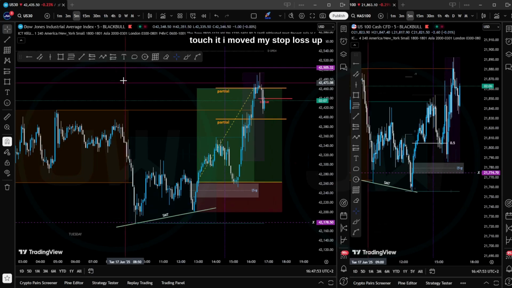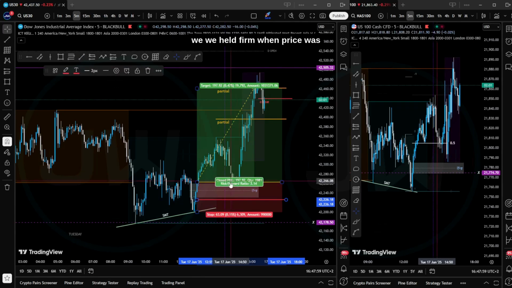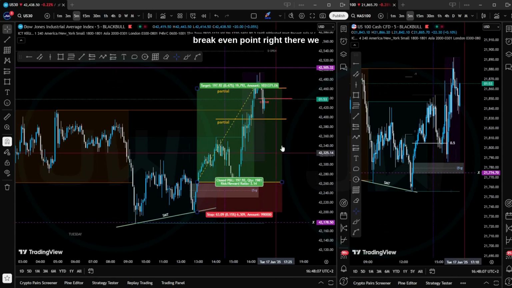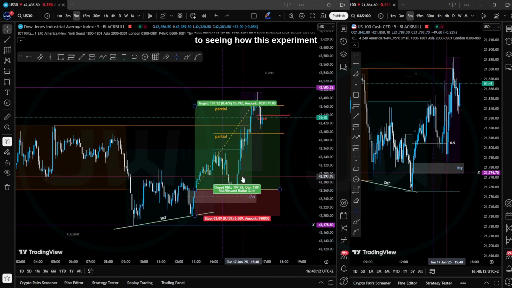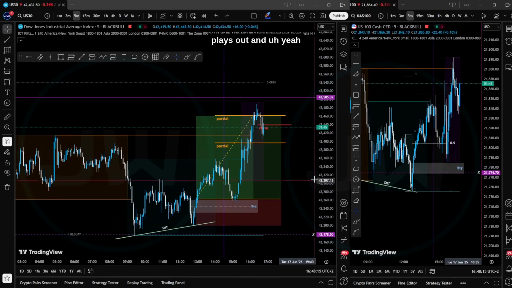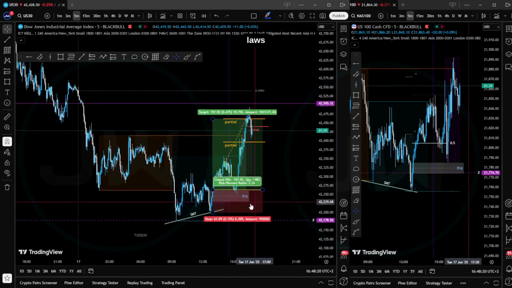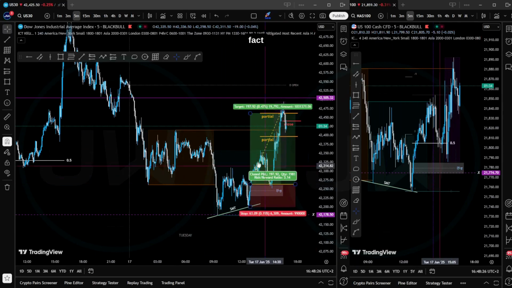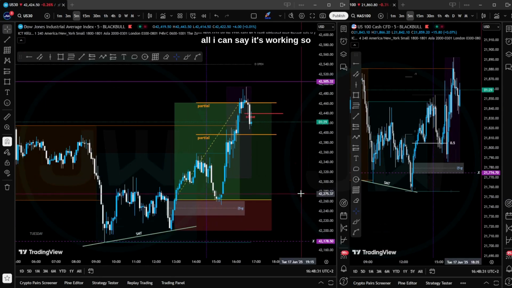So I took it and I left it just like that. I didn't touch it. I moved my stop loss up eventually, up until here, but we held firm when price was heading back down into our break-even point right there. We held firm, and we were committed to seeing how this experiment plays out. And again, basic market structure, laws of liquidity, I guess, is all that is needed, and it remains a fact, right? It just works. That's all I can say. It's working.